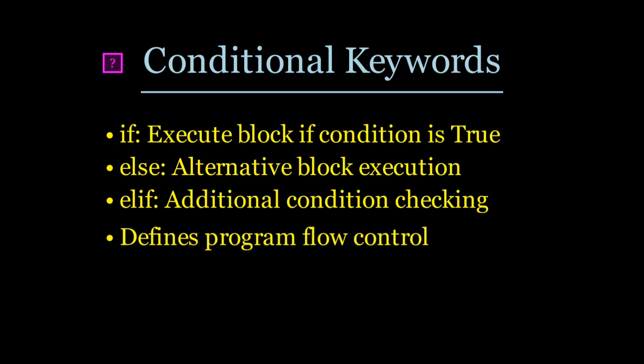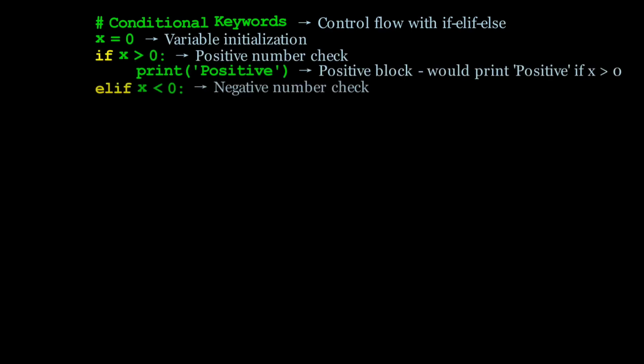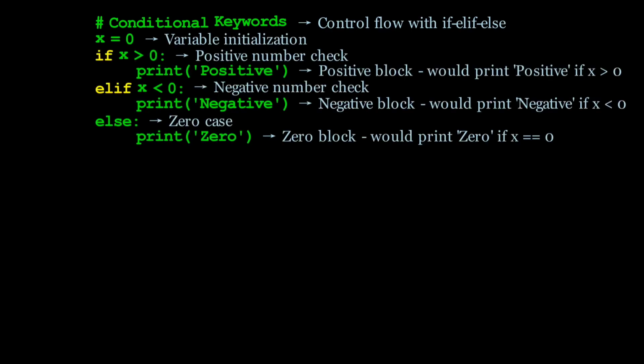Let's break down a typical conditional structure. We start with a simple variable. The if statement checks for positive values, elif handles the negative numbers, and else catches our zero case. This creates a complete decision structure.